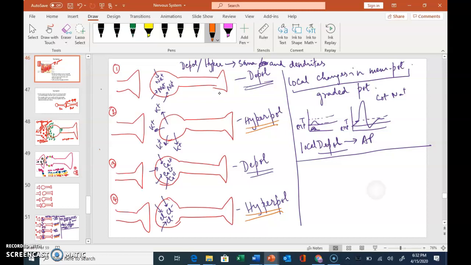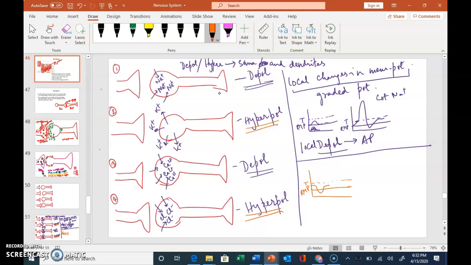So the idea is resting membrane potential and threshold. Now, let's say we have potassium leaking out. So you will have like this.